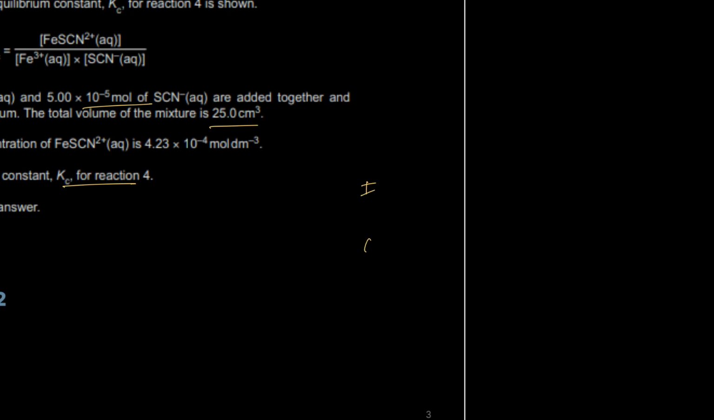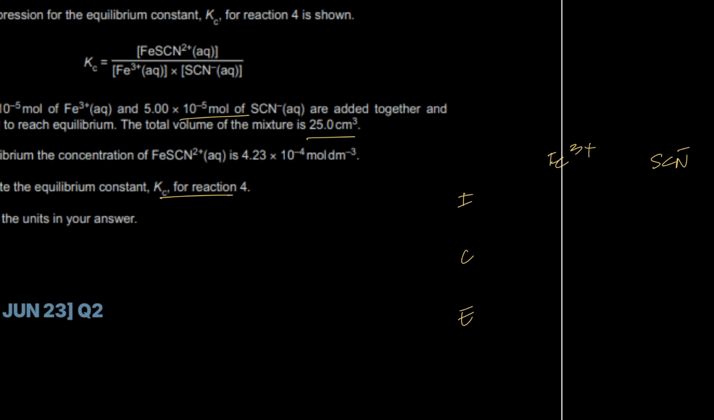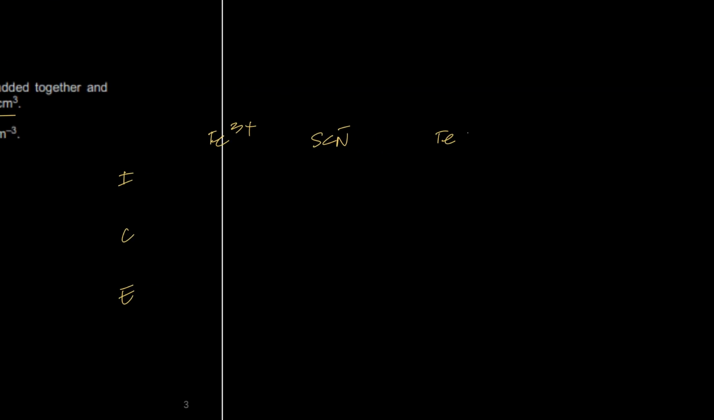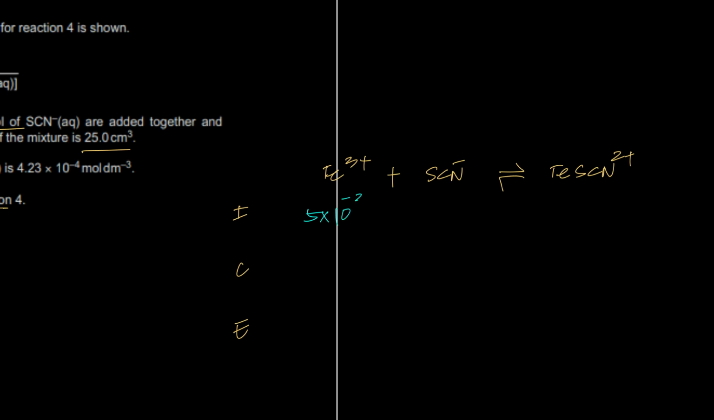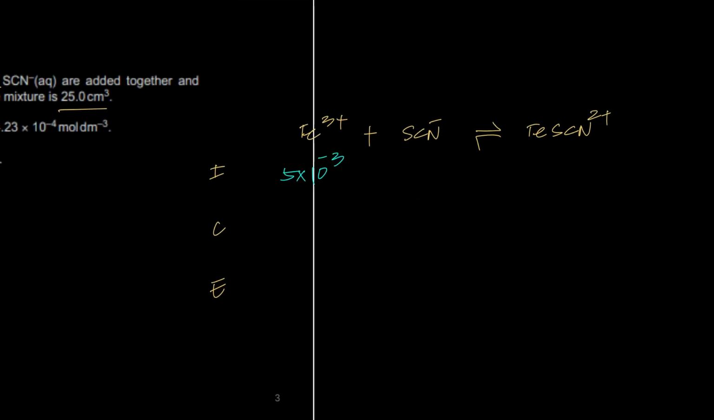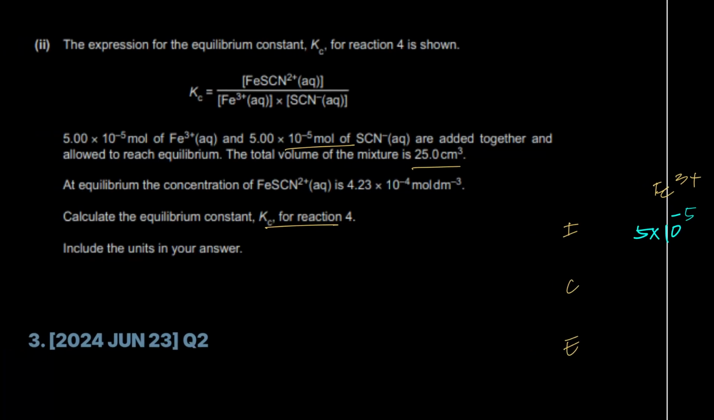I just use my ice tables. Remember, I need moles in my ice table, right? So this is Fe3+, SCN-, and you get FeSCN2+. That's it, a piece of cake. Initial moles of Fe3+ is 5 into 10 to the power minus 3. For SCN-, it's 5 into 10, oh, sorry, not minus 3, minus 5. My bad. This is minus 5, and this is also 5 into 10 to the power minus 5. Initially, this is 0. And then he's given you the final.